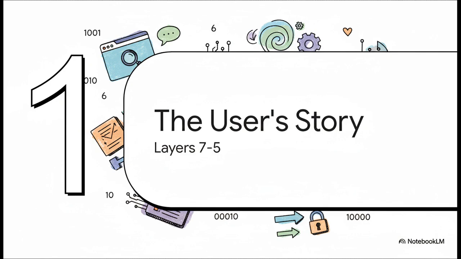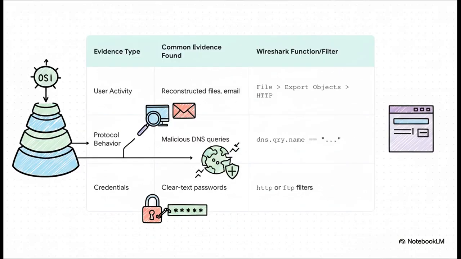So our investigation kicks off right where the action starts, with the user. These top layers, 7 down to 5, they tell us what the user, or the attacker, was actually trying to do. At the very top, you've got layer 7, the application layer. This is the most human part of the whole model. This is where we see the actual content, the juicy stuff. An investigator can literally reconstruct files to see if malware was downloaded, they can read the text of a phishing email, or even find usernames and passwords if they were sent in clear text.